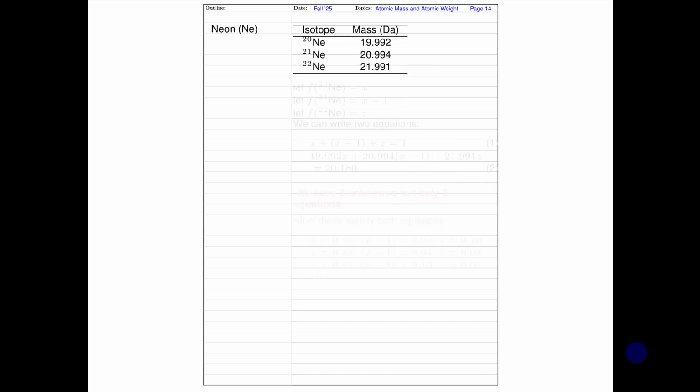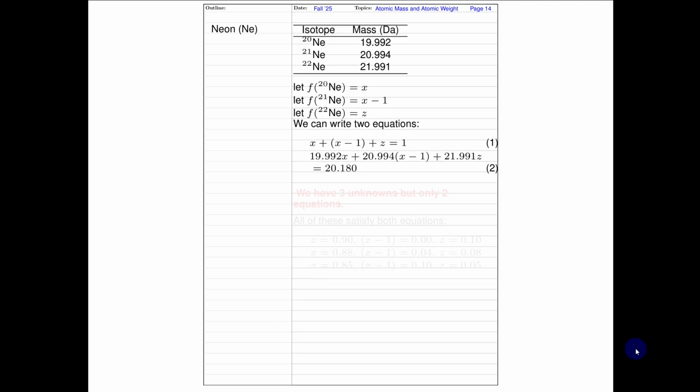If you are asked to solve for the percent abundance or the fractional abundance of an element with 3 isotopes, and all 3 fractional abundances are unknown, this won't work. Let's use neon as an example. Say you set up the variables in a similar manner to what we did before. You let x equal the fractional abundance of neon 20, 1 subtract x equal the fractional abundance of neon 21, and y equal the fractional abundance of neon 22.